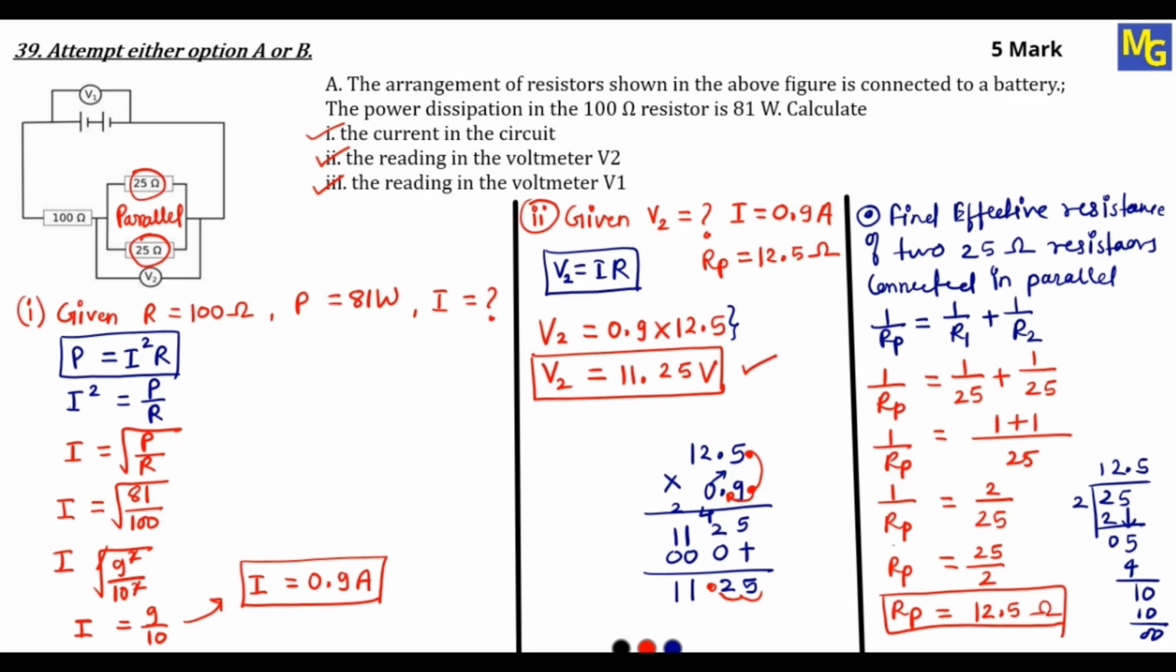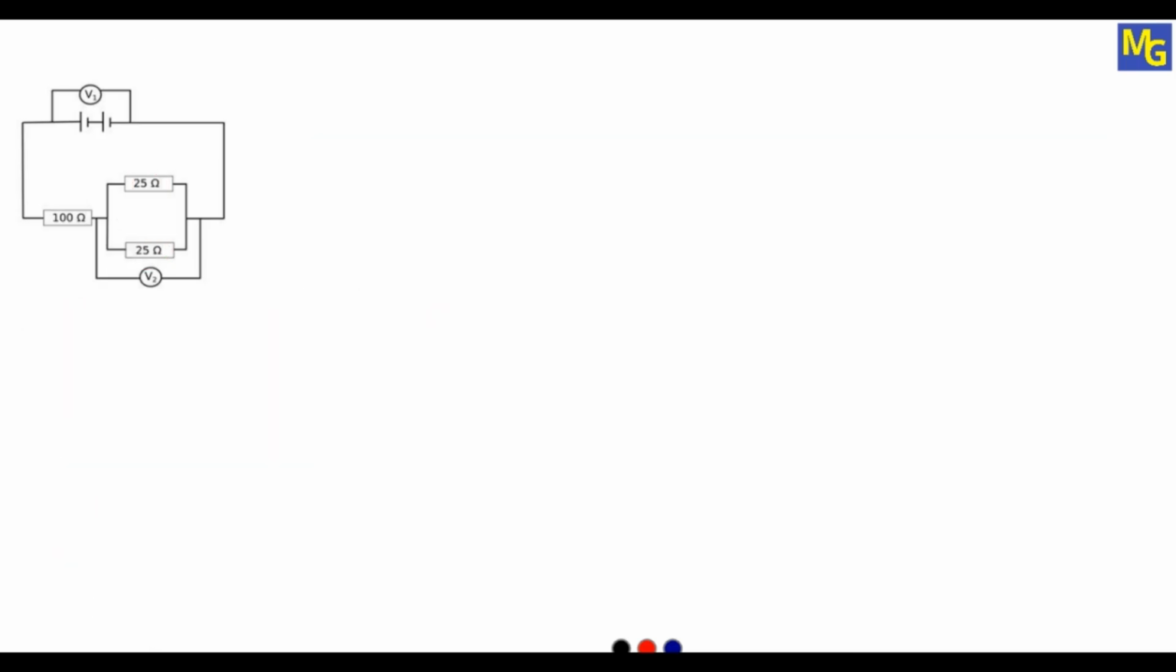Now we will move on to the next one, that is the third one, the reading in the voltmeter V1. Now we have to calculate the reading in the voltmeter V1. So V1 is here. To calculate the reading in this voltmeter, first we have to see what all resistors are there. This is the first resistor which is connected, and then we have these two. If you see, these two are in parallel, and their equivalent resistance we have just calculated, it is 12.5. This 12.5 and this 100 are in series. I hope you are understanding.